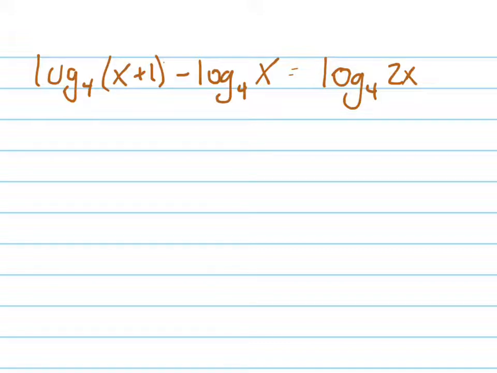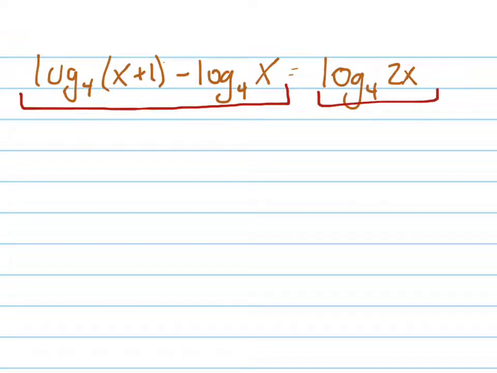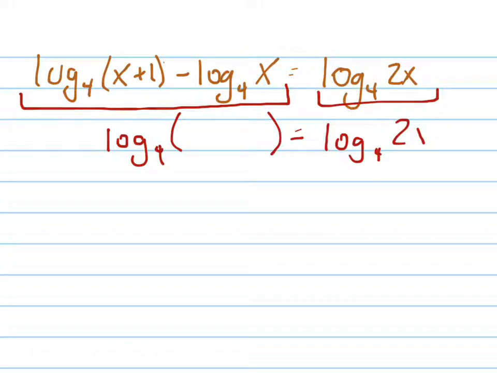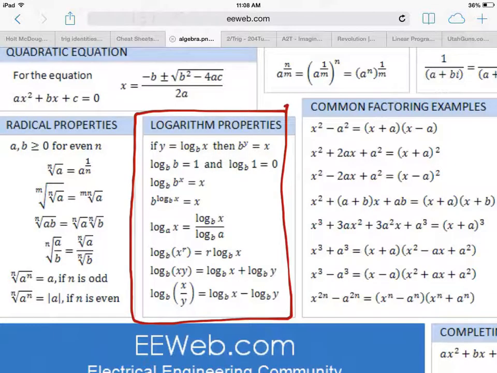The first thing I'm going to do is recognize that these are all base 4, and so I want to make each side log base 4 of something, which I already have on the right side, log base 4 of 2x. So if I could somehow condense this down to one log expression, then I can solve this problem more easily. That property is right here, and I'm going to go this direction with it. So here's what I have, and I'm going to turn it into this right there.